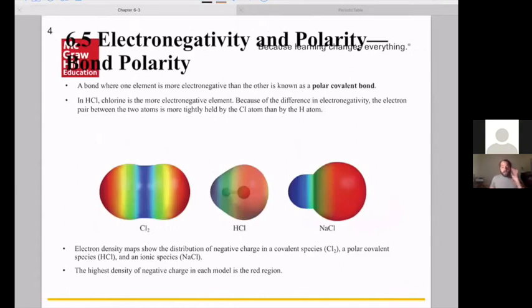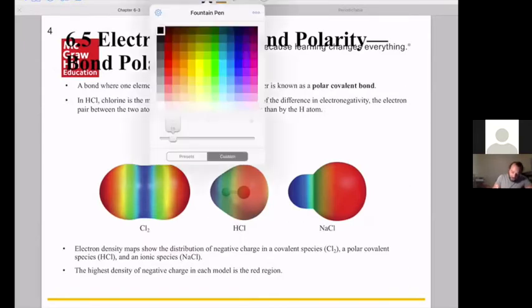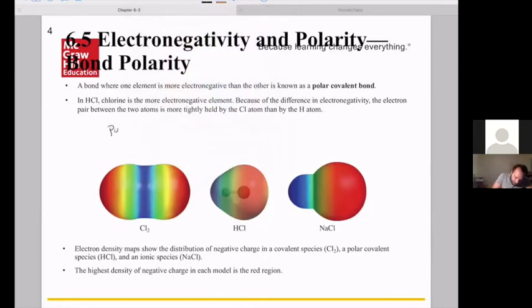So let's take a look at maps of electron density, see if we can't see what's up. Okay, so these are made using a fancy computer program that calculates where electrons are. If it's really red, it means that there's a lot of electrons. If it's blue, it means that there's not a lot of electrons. So this is our same three compounds here.